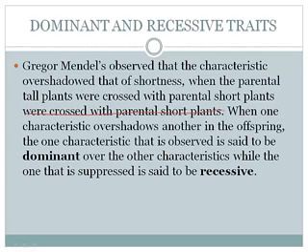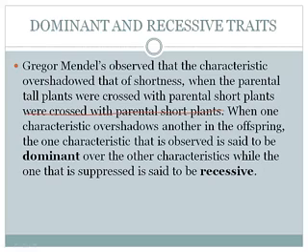Mendel observed that the characteristic of tallness overshadowed that of shortness when the parental tall plants were crossed with parental short plants. When one characteristic overshadows another in the offspring, the characteristic that is observed is said to be dominant.